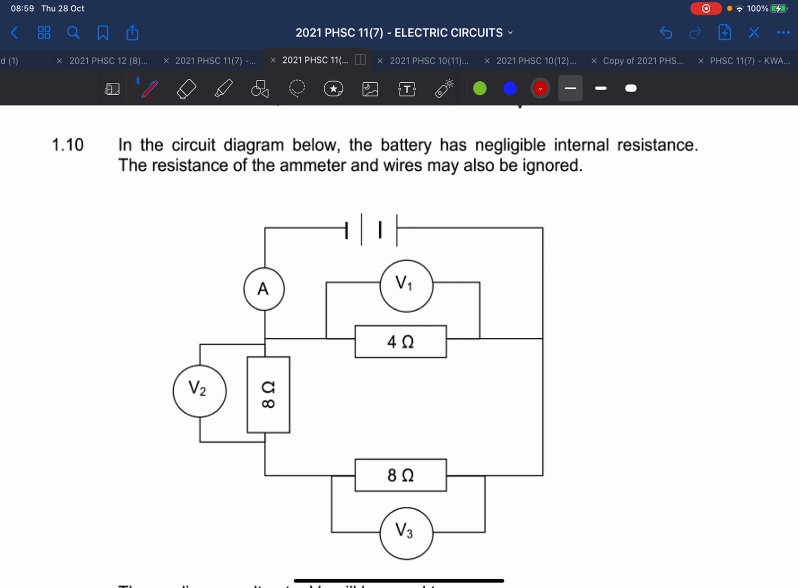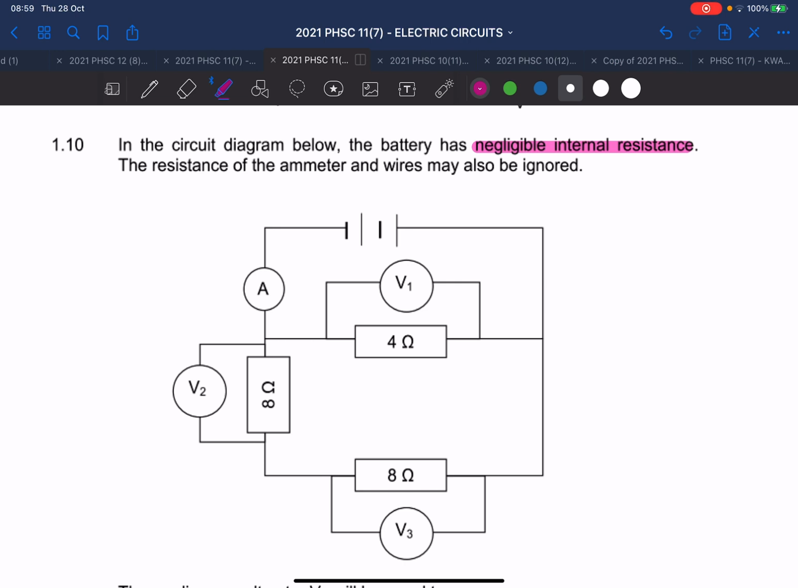Now, you'll see a lot of these questions, they'll say neglectable internal resistance. That is because next year's chapter, we're going to look at internal resistance. And a lot of schools do that already this year. Okay, we didn't do it, but a lot of schools do. So that is why they say, just ignore it. We're not looking at grade 12 work just now. The resistance of an ammeter and wires may also be ignored.